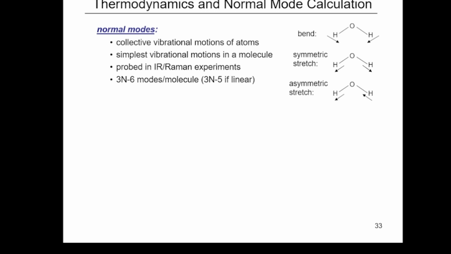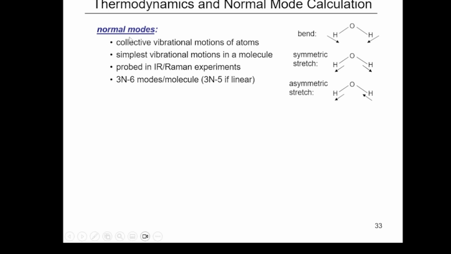Now we move to the third topic of this lecture series, which is about thermodynamics and normal mode calculation. I have put these two topics together because normal mode calculation and the associated thermodynamics are both coming from frequency calculations or vibrational spectrum calculation. So this topic will be a bit lengthy here.